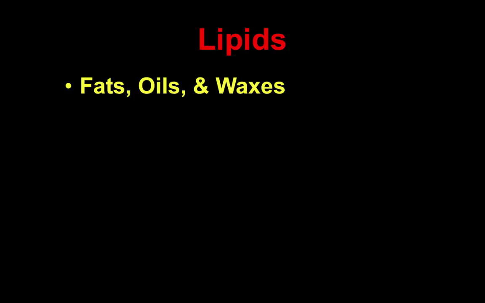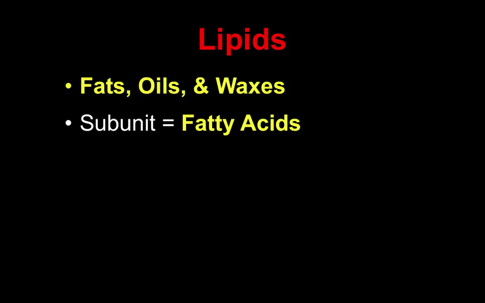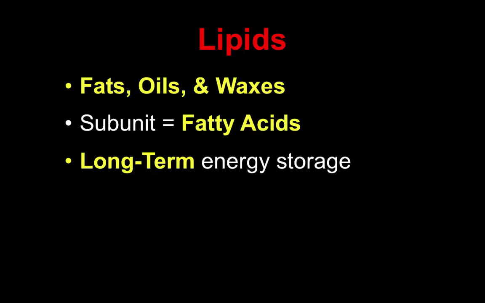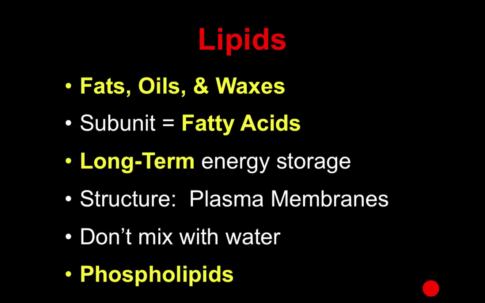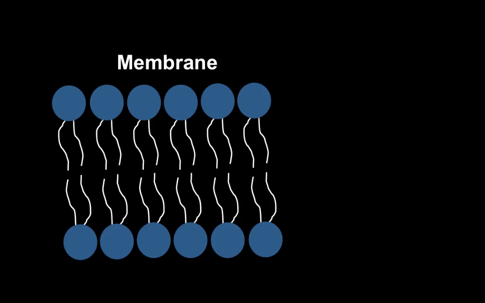Lipids are fats, oils, and waxes. They're made with fatty acids. They provide long-term energy storage. They make membranes, and that's because they don't mix well with water. And the primary example are phospholipids. So here we have our membrane and we have our phospholipid.